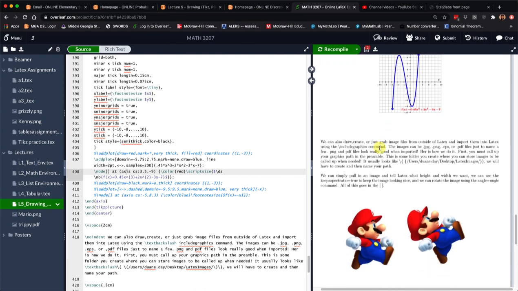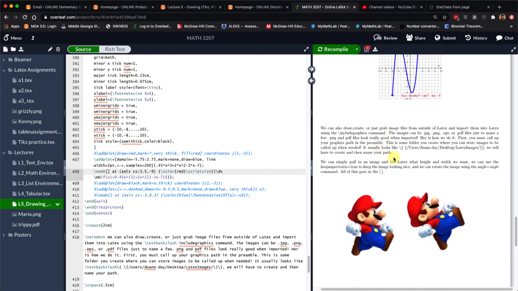Now we can also draw, create, or just grab image files from outside of LaTeX and import them into LaTeX using what they call the include graphics command. The images can be, like I said earlier, JPEG, PNG files, EPS files, or PDF files, just to name a few. Sometimes PDF files can be a little bit wonky, and EPS files can definitely be a little bit wonky if you've never been familiar with those, but there's ways to work around that. There's some things you can put in your preamble to help out with that. I recommend staying with the PNG, JPEG, or PDF files, though.